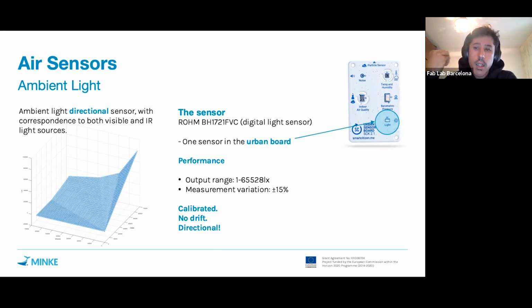It is already calibrated. It doesn't have any drift, but it is important that it is a directional sensor. And in future versions of the kit, we are looking into providing a light sensor that captures diffused light better and is not so directional. But this is what we have at the moment in this device.